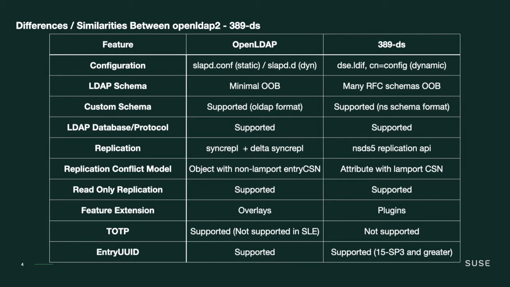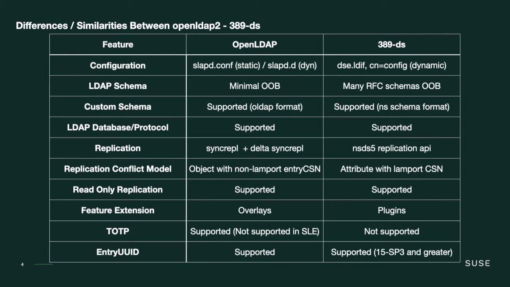Replication is probably one of the ones where OpenLDAP and 389 really diverge. OpenLDAP uses a protocol called sync-repl, or alternately delta sync-repl. 389 uses its own replication protocol called NSDS5. Both of these work in slightly different ways, and the main way that this becomes apparent is in the replication conflict model.